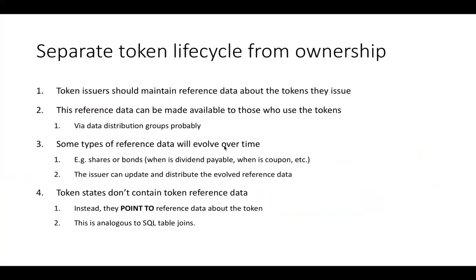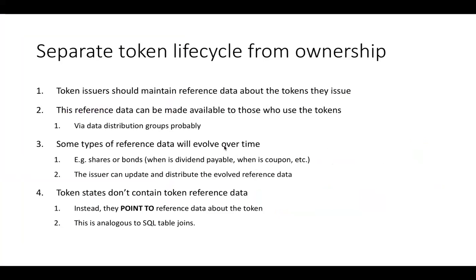Okay. So the next thing that we're looking to do is separate token lifecycle from ownership. So this was point two on the slide of changes that I mentioned. My vision for this is, imagine the Corda network where you have a whole bunch of token issuers. They might be issuing equities, bonds, cash or money, and other various things as well. Claims on barrels of oil, you name it, anything. I would expect that these token issuers maintain reference data about the tokens that they issue, right? I mean, who better is there to create and maintain that reference data than the token issuers themselves, right?